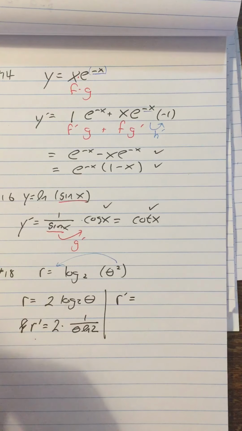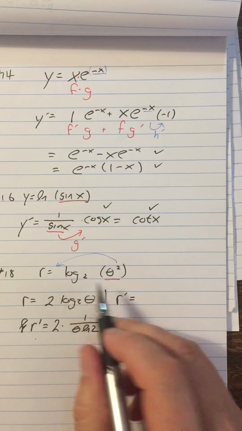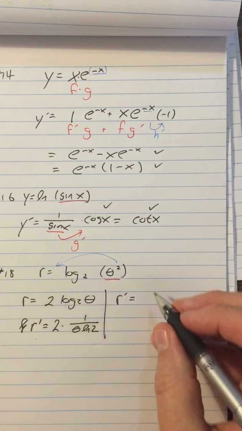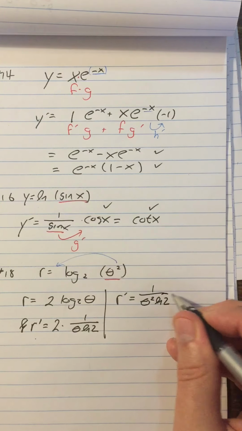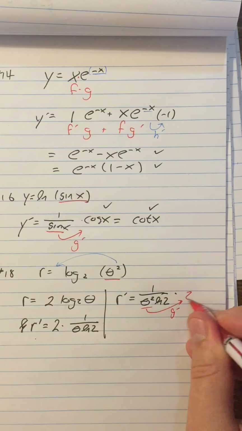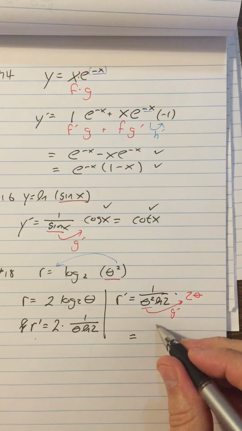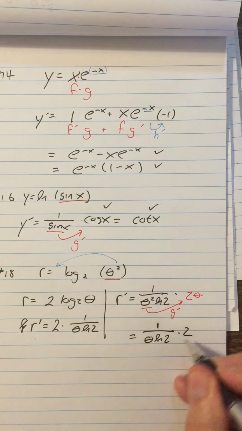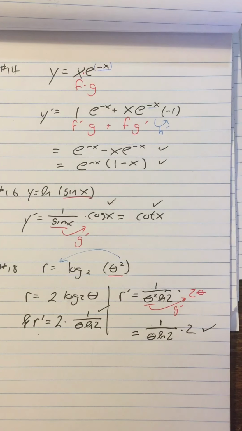And I would say I have an inside function of theta squared. I know the derivative of log base 2 of x is 1 over x ln 2. This is log base 2 of theta squared, so it's going to be 1 over theta squared ln 2. Right? And then I have to go times the derivative of the inside function. My g prime is going to be 2 theta. And look at that, the thetas cancel out. And then I have 1 over theta ln 2 times 2. And it's the same thing either way. All right, so that's number 18.